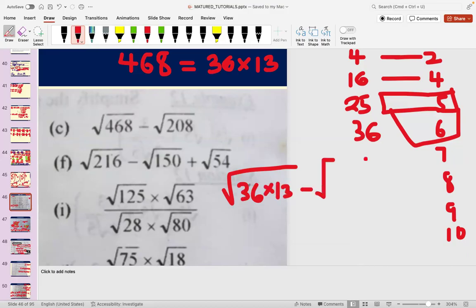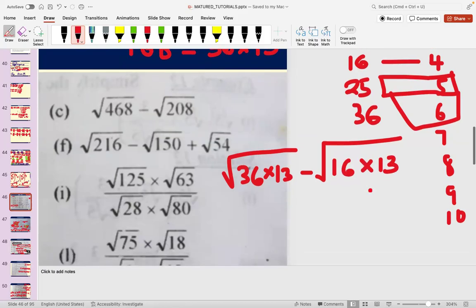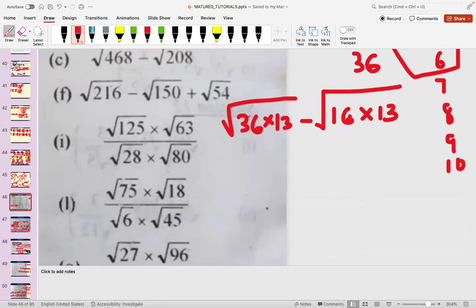minus, then here you don't have plenty thinking to do. All you do is that you divide this one by the one you can't find the square root, which is what? 13. 208 divided by 13. What are you getting? 16. Very good. So you have 16 times 13. Then you are ready to work now because some of the numbers you can find their square root now.